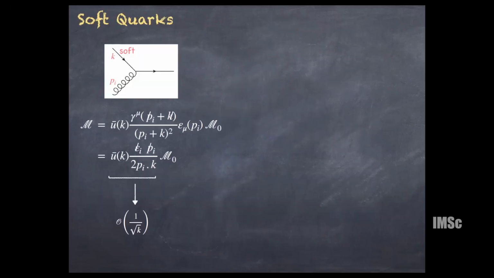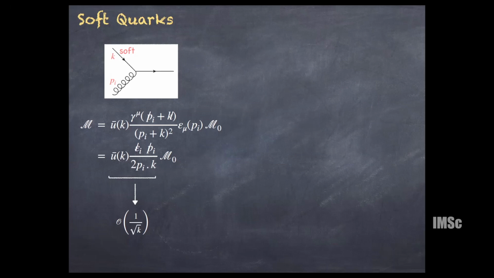Now what happens if the emission is a quark? This is the amplitude calculation, and after simplification you get this form. You see this U bar is order root k, because U bar goes like k slash, and here there is 1 over k. So the full term is order 1 over root k. When you square it, you get order 1 over k, which is equivalent to the NLP contribution. So you cannot neglect this soft quark emission in the NLP calculations.